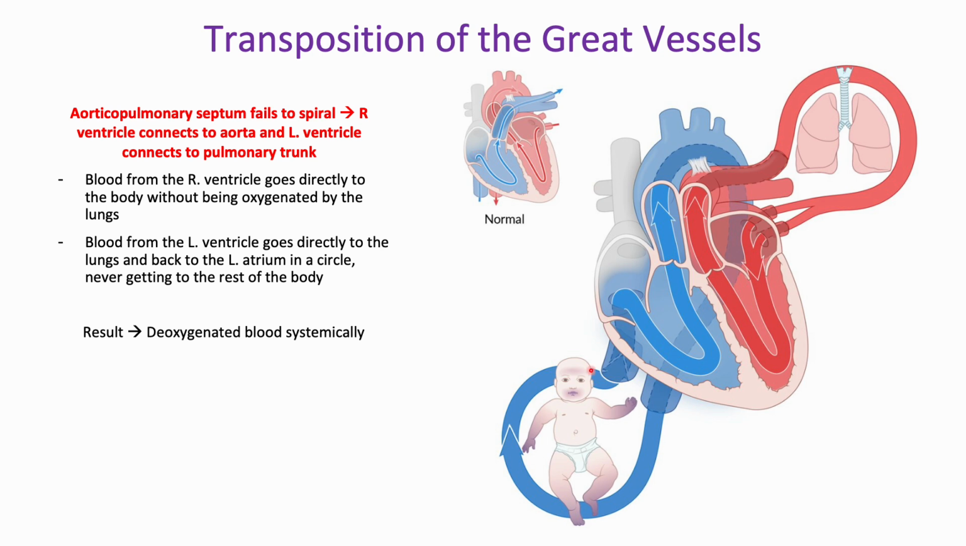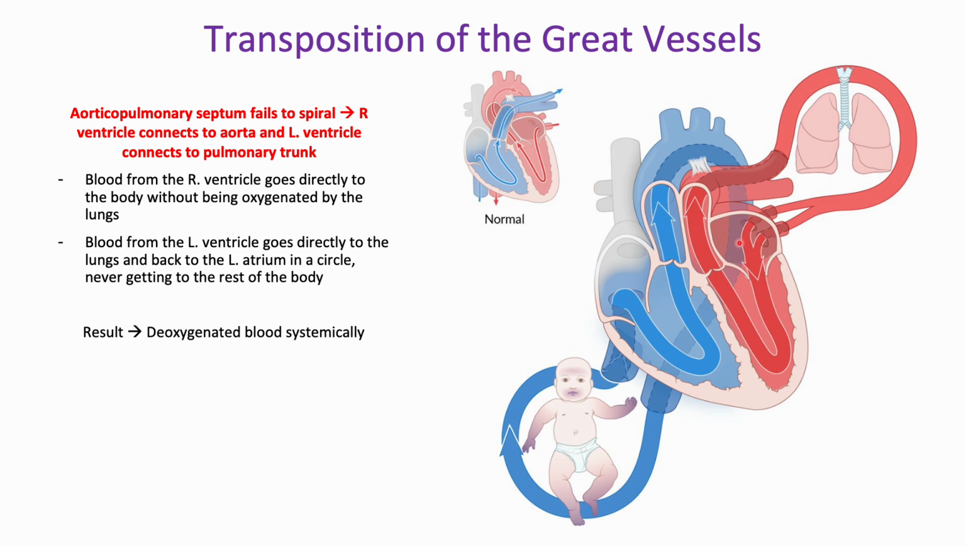You have blood coming from the baby going into the inferior vena cava, superior vena cava, getting into the right atrium, goes into the right ventricle, then it goes directly back into the aorta, never touching the lungs, never getting oxygenated, and just goes back into circulation. So there's no way to oxygenate the blood that's supplying the body. And then over here, we just have constant oxygenation without it doing anything.